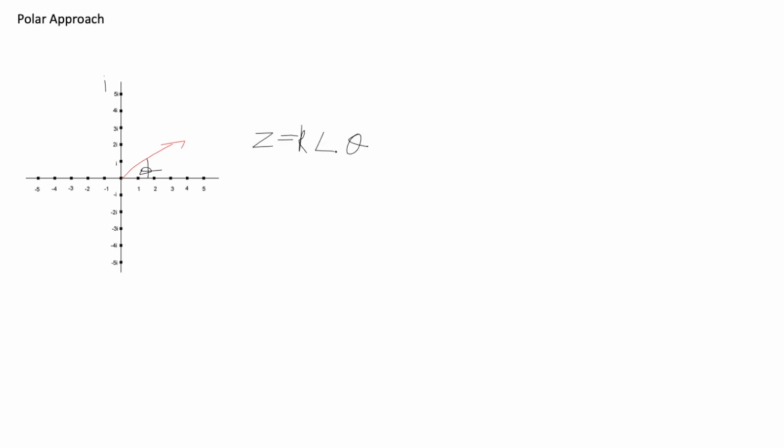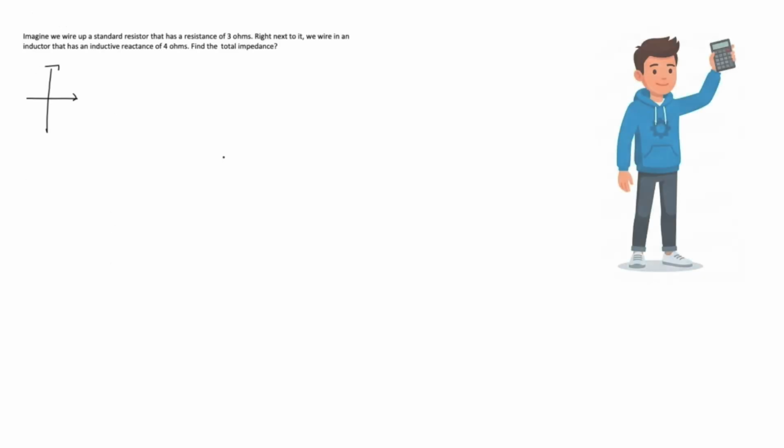Let's build an interactive example. Imagine we wire up a standard resistor that has a resistance of 3 ohms. Right next to it, we wire in an inductor that has an inductive reactance of 4 ohms. How do we write this circuit's total impedance?